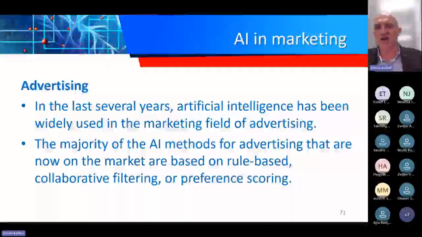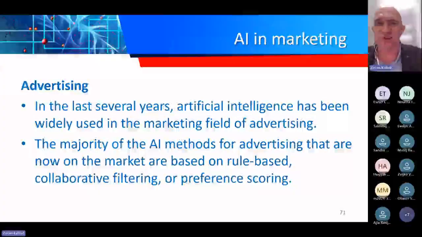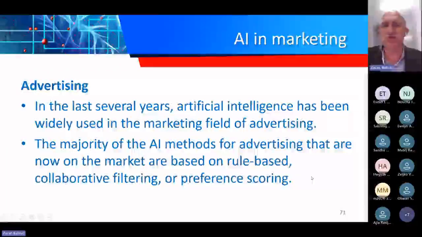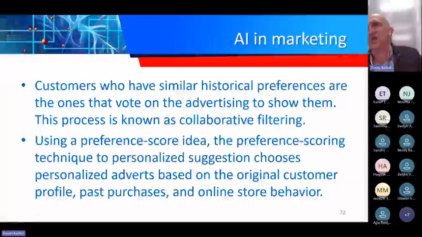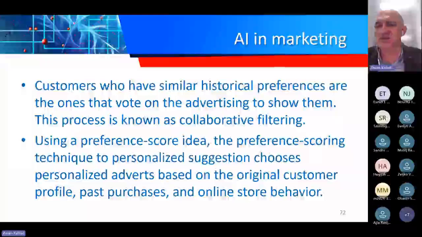So, a very important application for artificial intelligence is advertising. Every day you can see a lot of commercials and ads on social networks, on different sites, on TV, on YouTube. Generally, the majority of methods are based on rule-based systems, collaborative filtering, or preference scoring. These are the 3 types of how systems determine which ads should be shown to you.